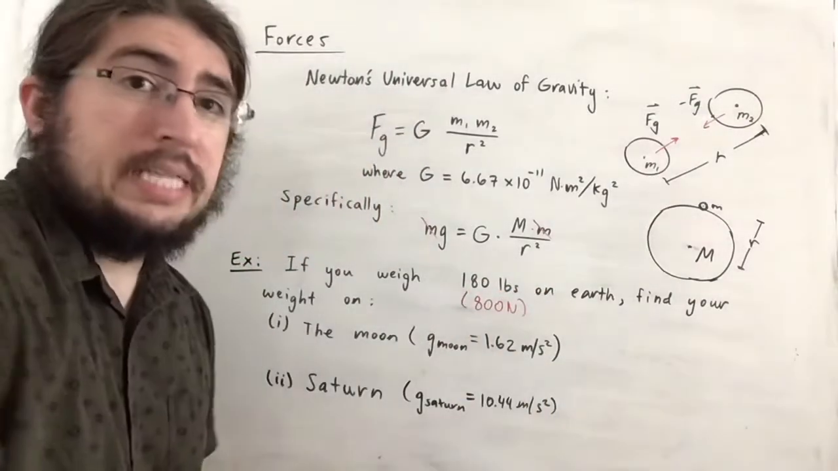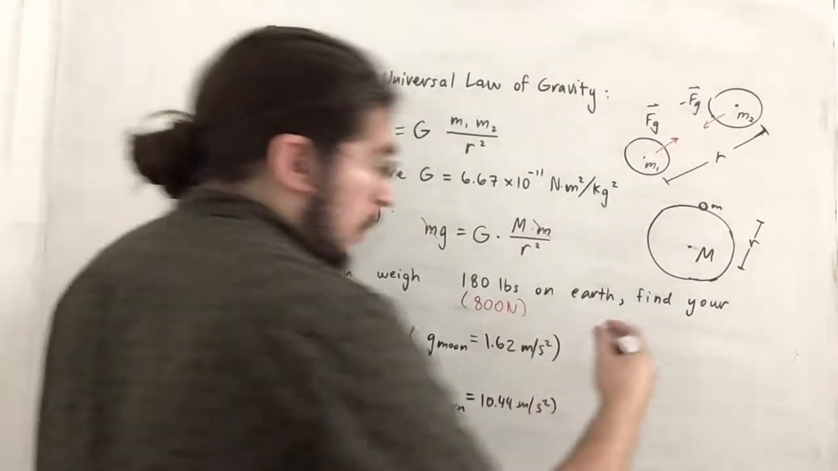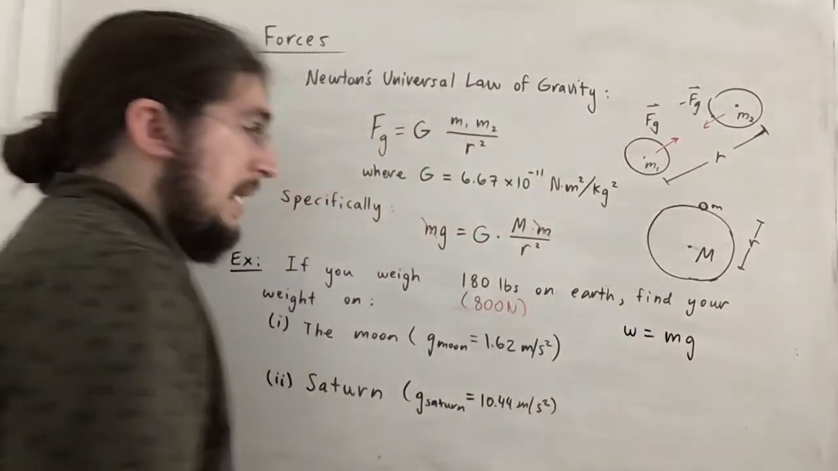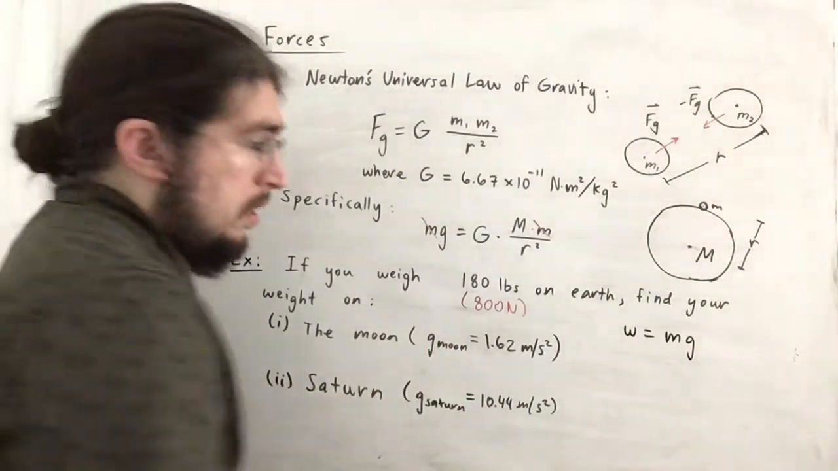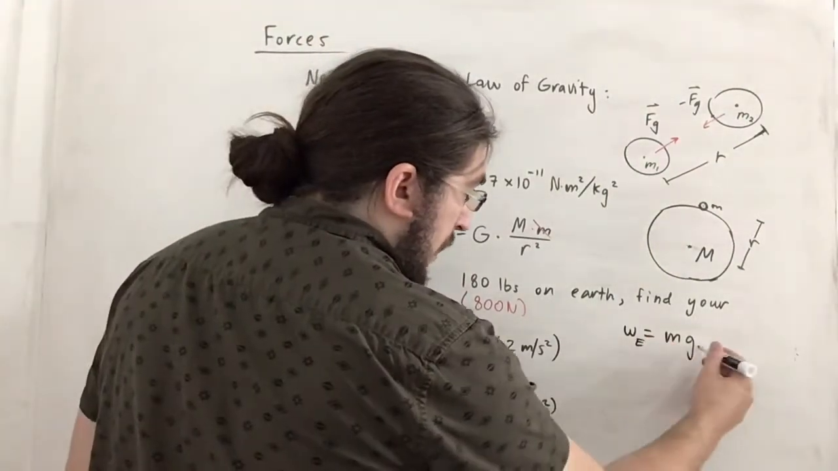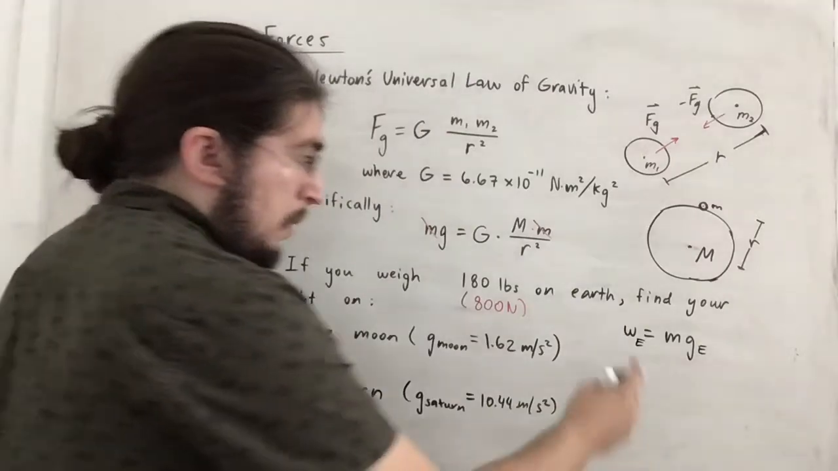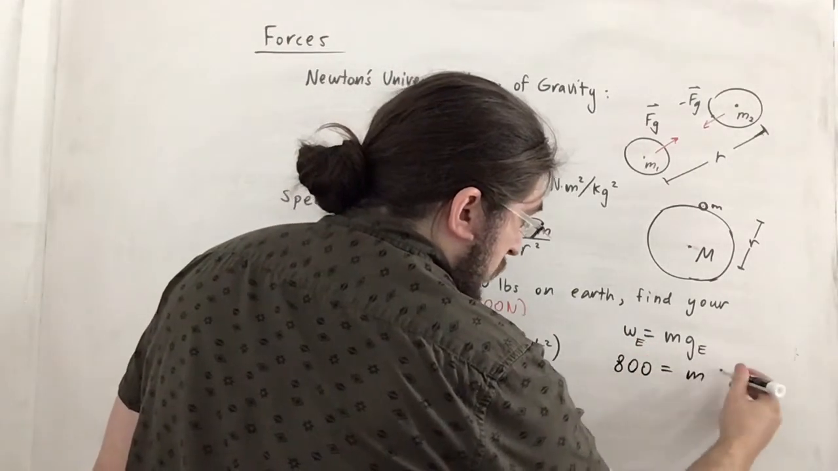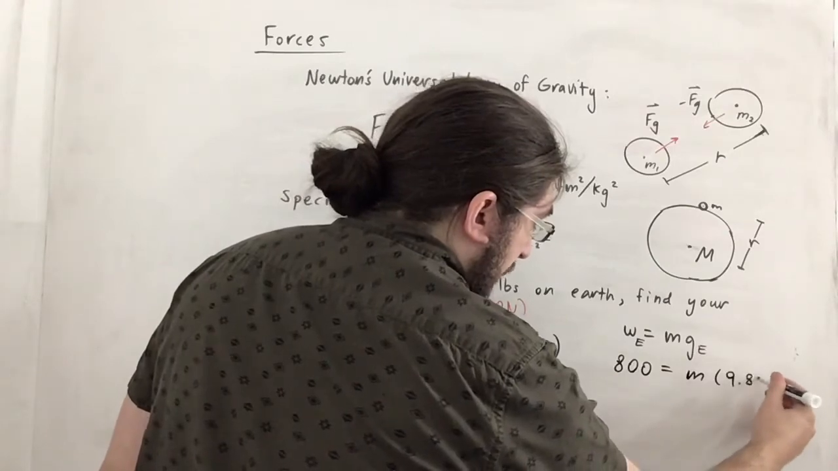And also notice that that is our weight. So our weight is 800, and also weight is equal to mass times gravity. And since this is our weight on Earth, then we can subscript these with capital E for Earth. And we know this is 800 newtons. We don't know our mass, but we do know gravity is 9.81 meters per second squared.